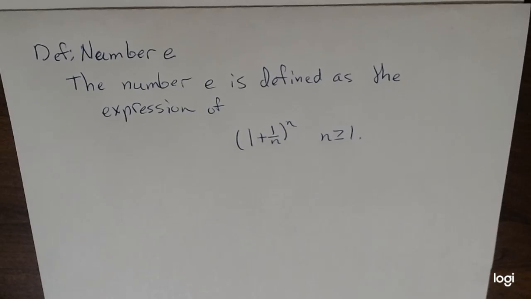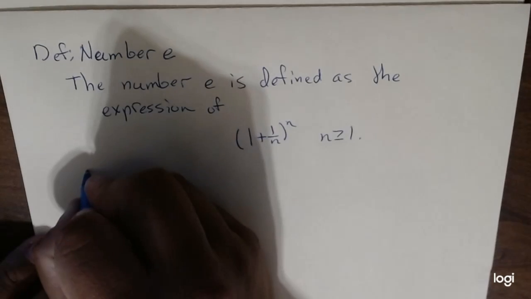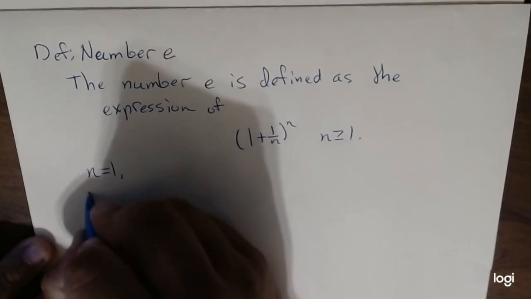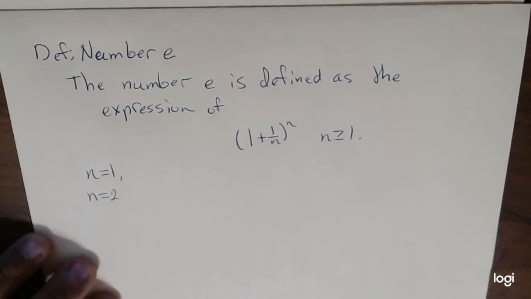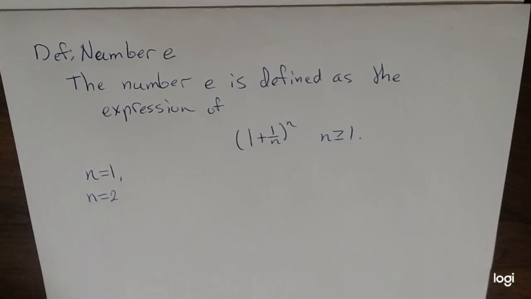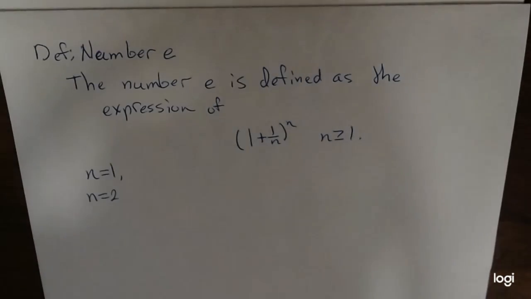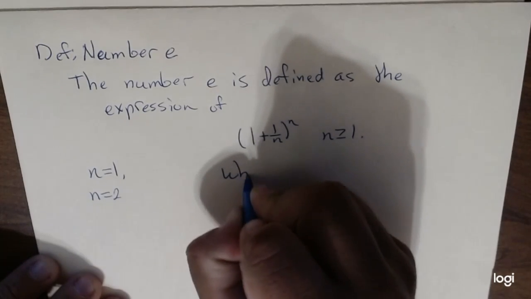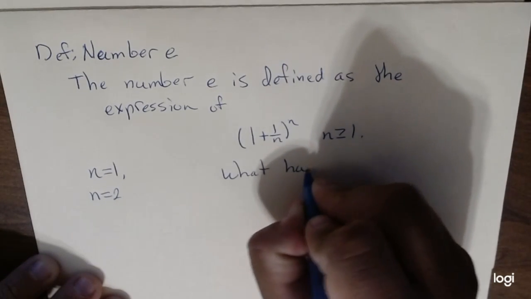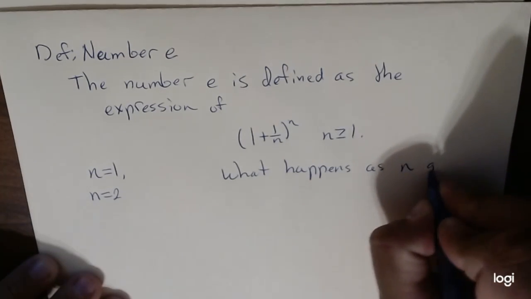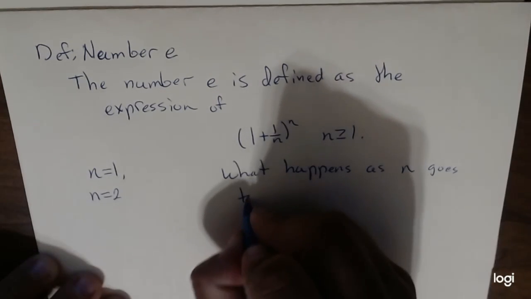Now this may be kind of weird. What does that mean, right? Essentially, if you plug in numbers, let's say n equals 1, we get a number out just like a function. If n equals 2, we also get a number. So we want to estimate roughly where this goes as n gets larger and larger. The question is, what happens as n goes to infinity?